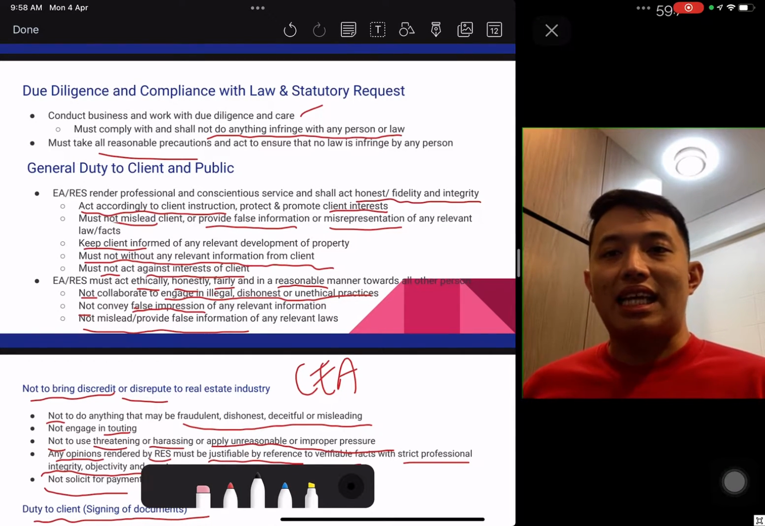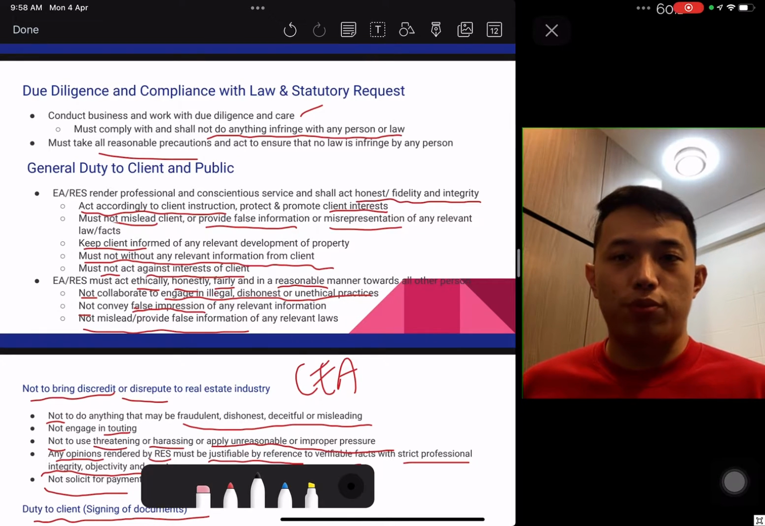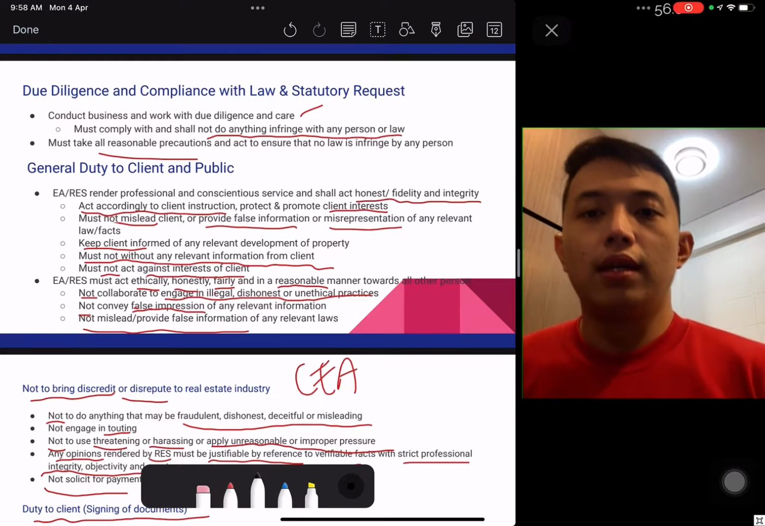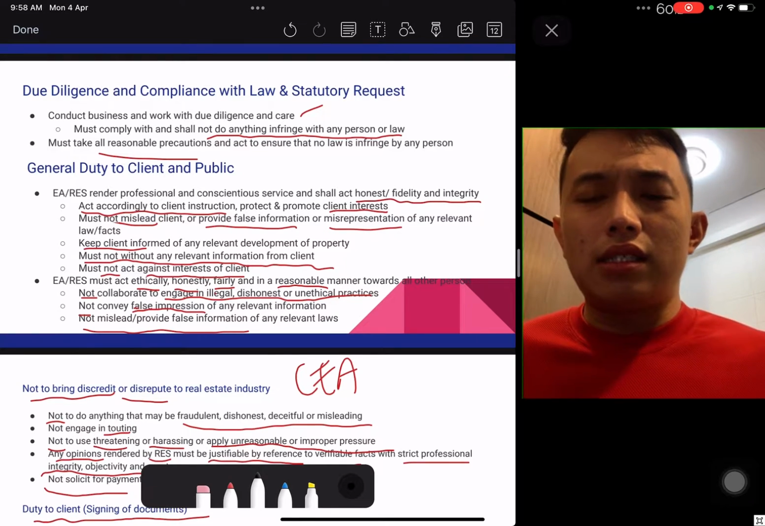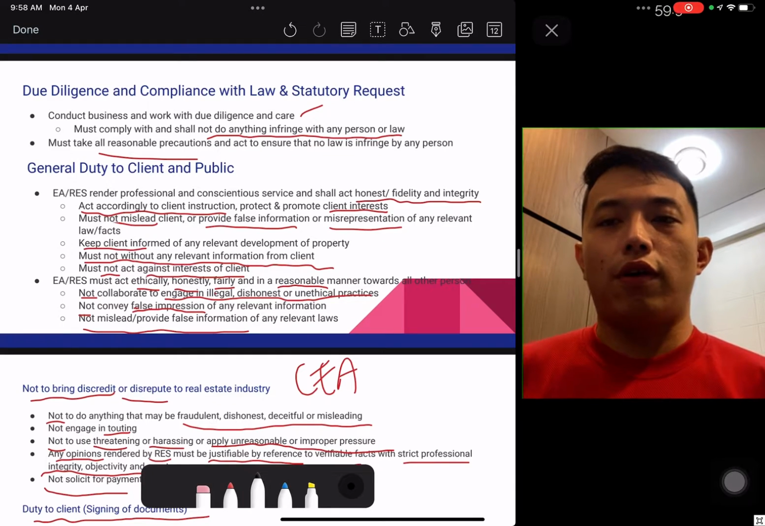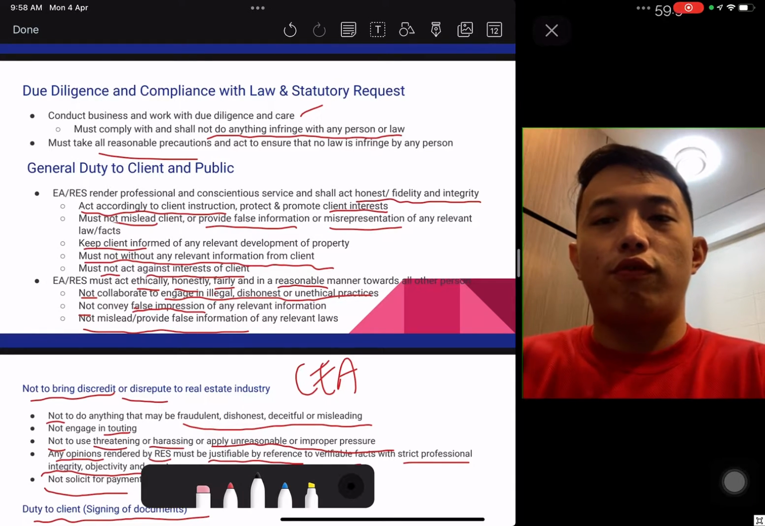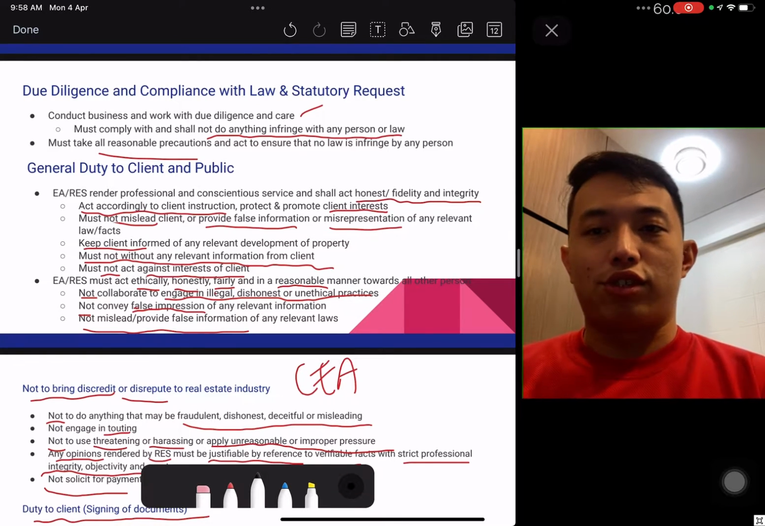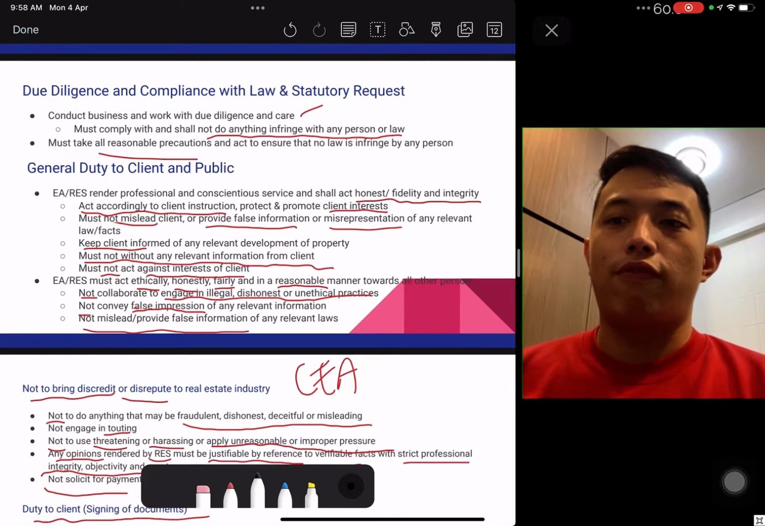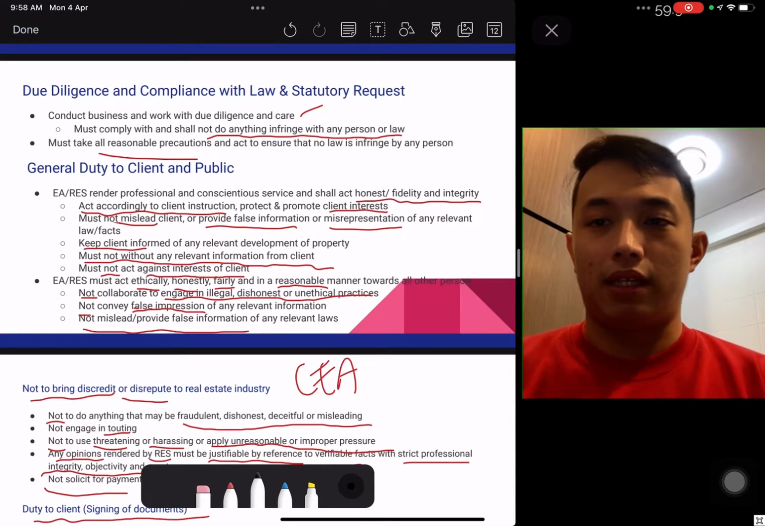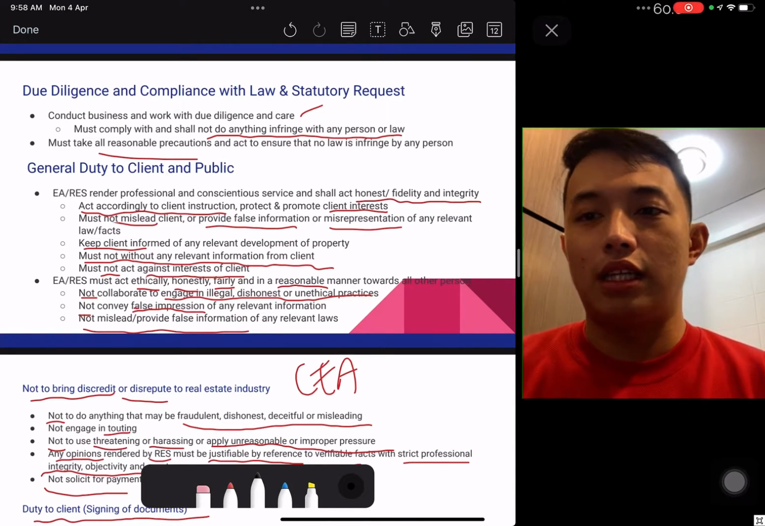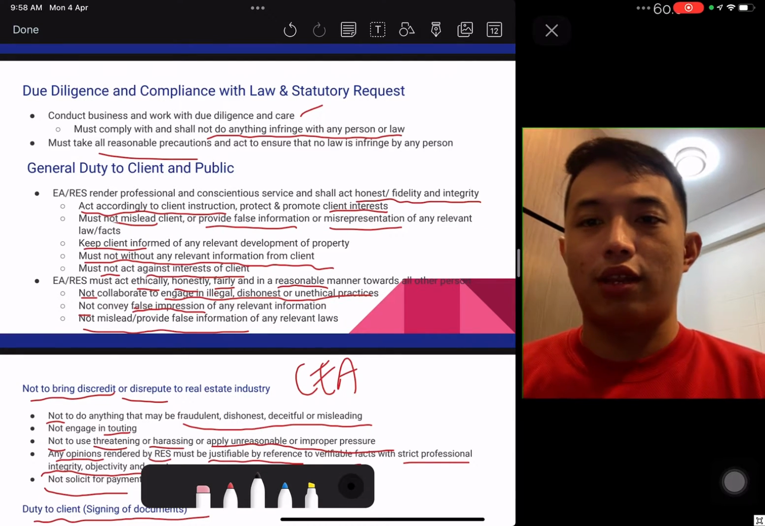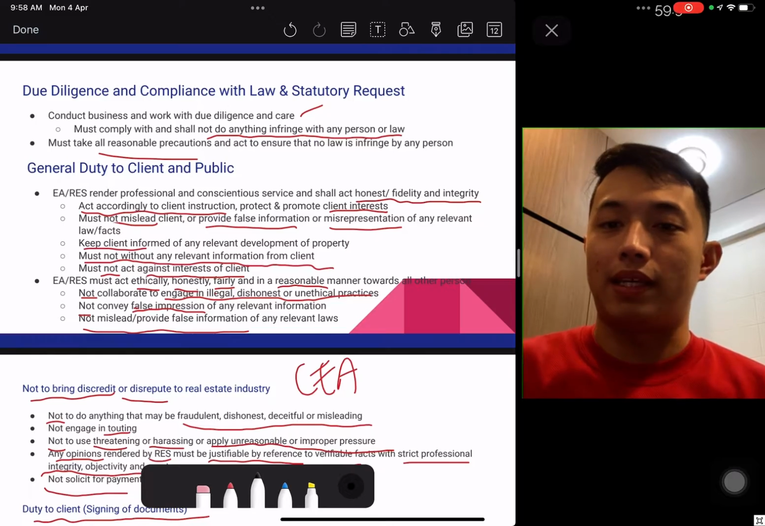So you must protect the client's interest, follow the client's instructions, and must not mislead the client with false information or misrepresentation. Keep the client informed of all relevant information, and do not keep any relevant information from the client. You must not act against the client's interest. You must act ethically, honestly, fairly, and in a reasonable manner to all other parties, not engage in illegal, dishonest, unethical acts, not convey a false impression, and not provide fake information to other parties.